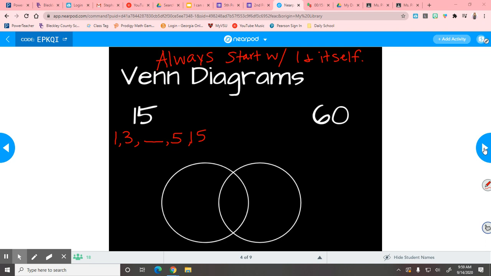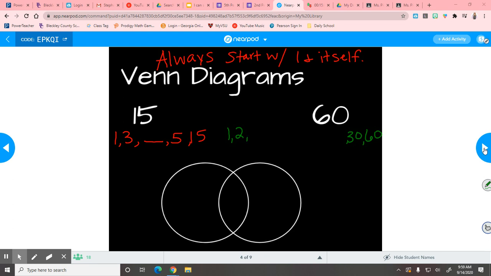Now we've got 60. I'm going to go ahead and tell you 60 has lots of family members, so you're going to want to make sure you have plenty of room for them. What do we start with? 1. 1 times 60. 1 and 60. 2 and 30. So why will 2 work? Because it's an even number. So 2 times 30. 3 times something. Will 3 work?